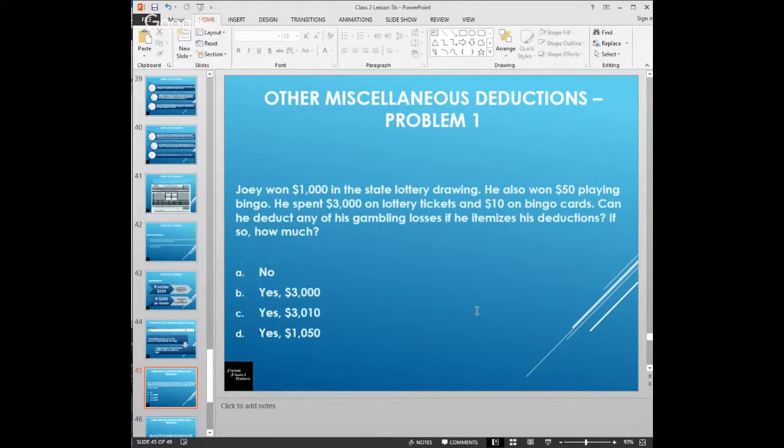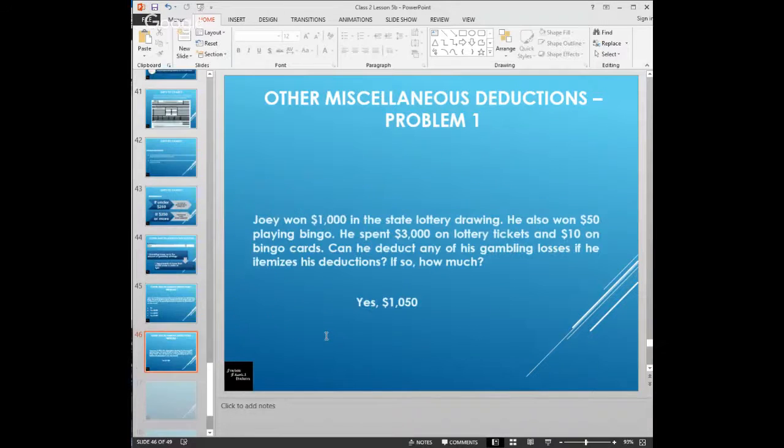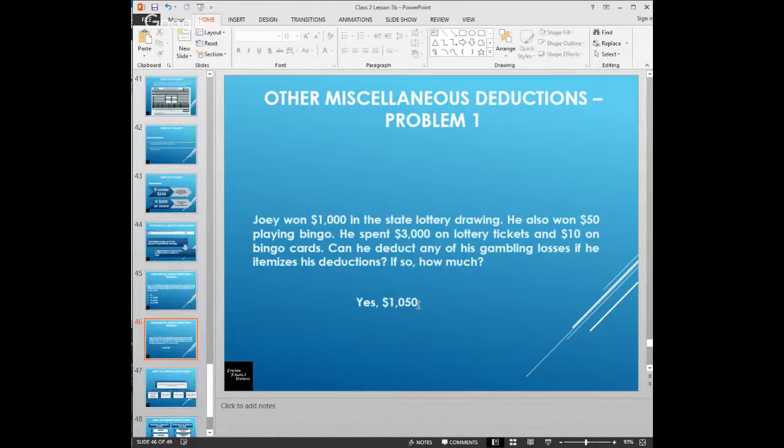So Joey won $1,000 in the state lottery drawing. He also won $50 playing bingo, but he spent $3,000 on lottery tickets and $10 on bingo cards. Can he deduct any of his gambling losses if he itemizes his deductions? If so, how much? So he won $1,000 and he won $50. So the answer would be yes, $1,050. So he can deduct what he paid in to the extent of his winnings.